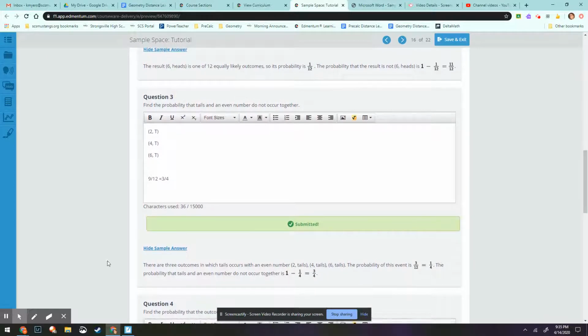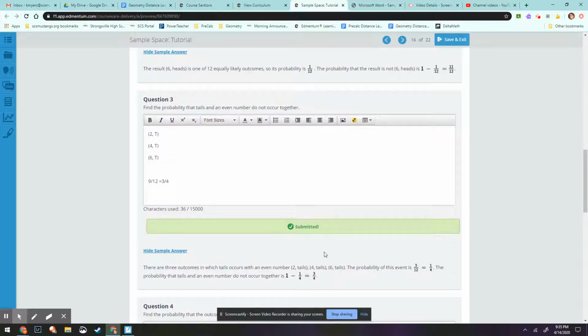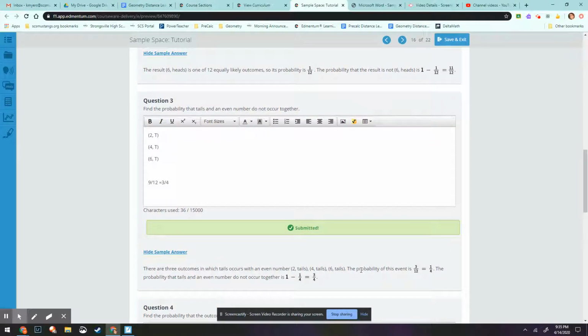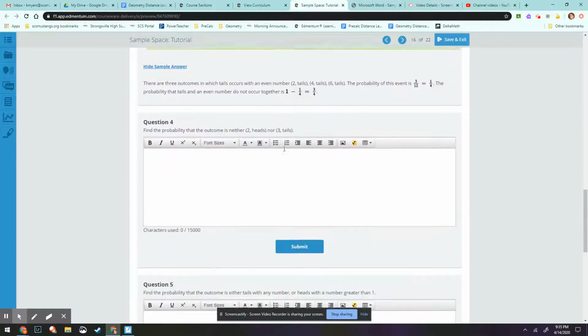If you look down here, they did it a little bit differently. They found that probability, which was 1/4, and then did 1 minus 1/4. But hey, it doesn't matter. We got the same answer. But it's easiest to find the number of ways that it does happen, and then you can figure out the number of ways that it doesn't happen.